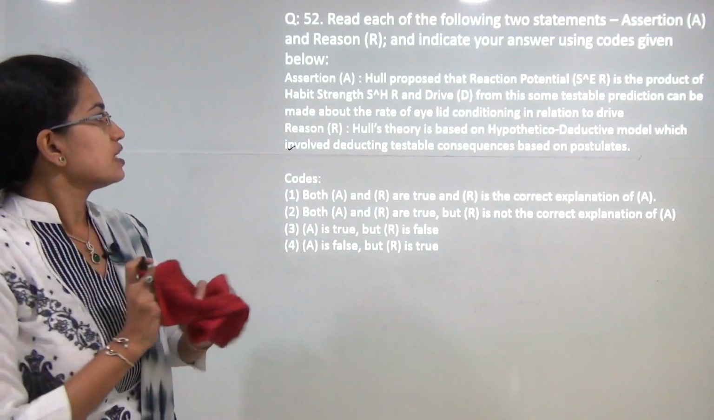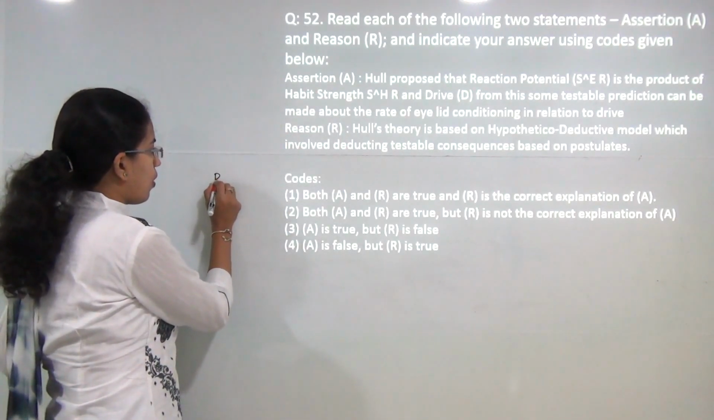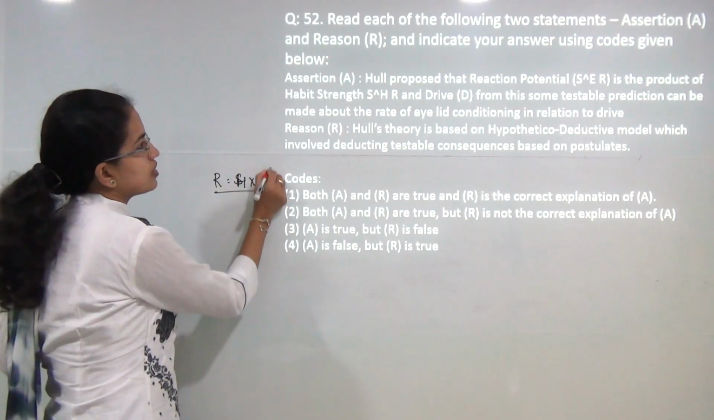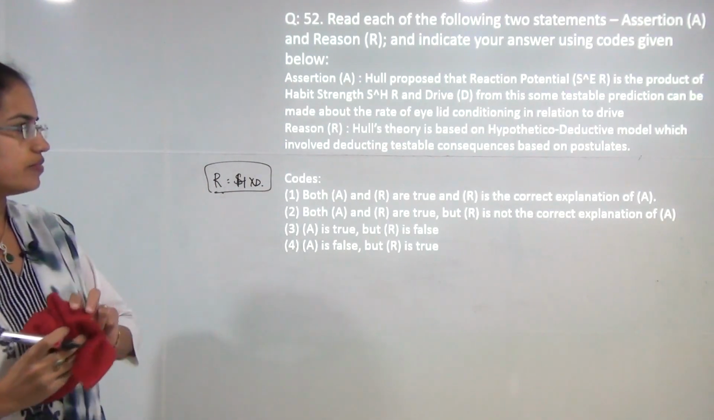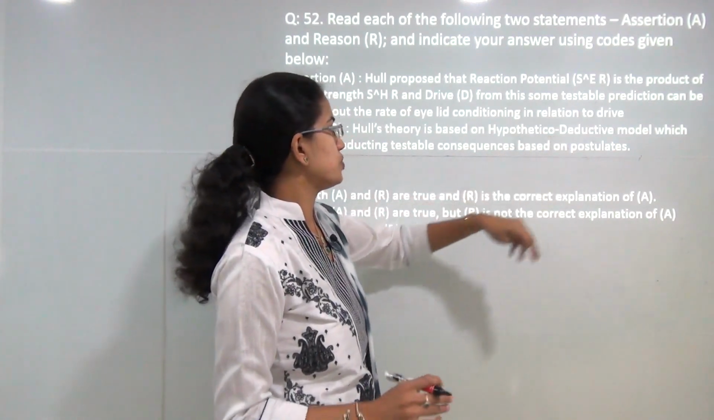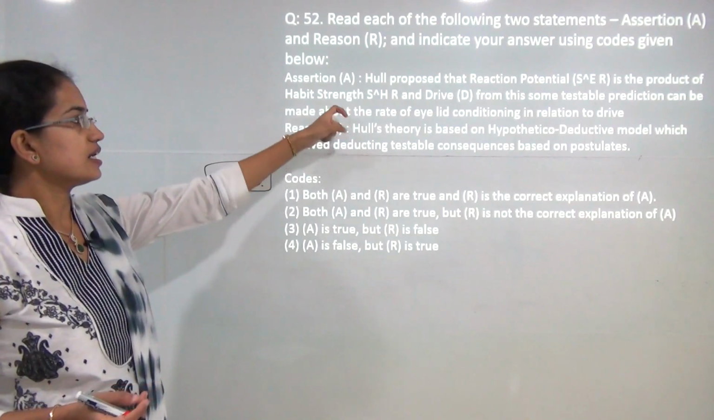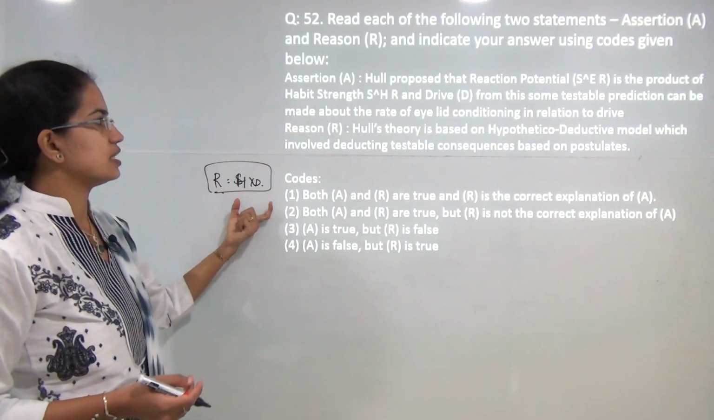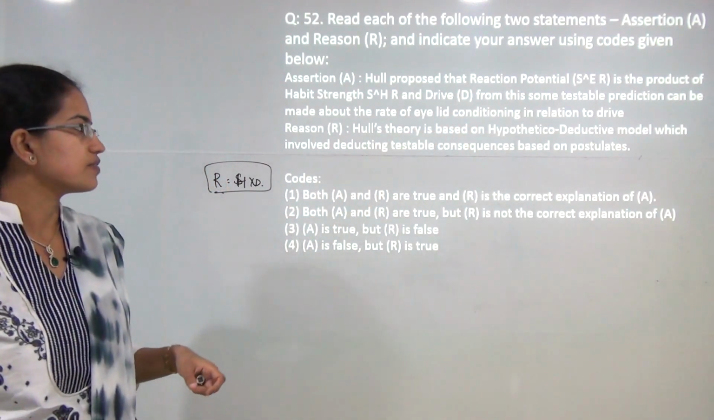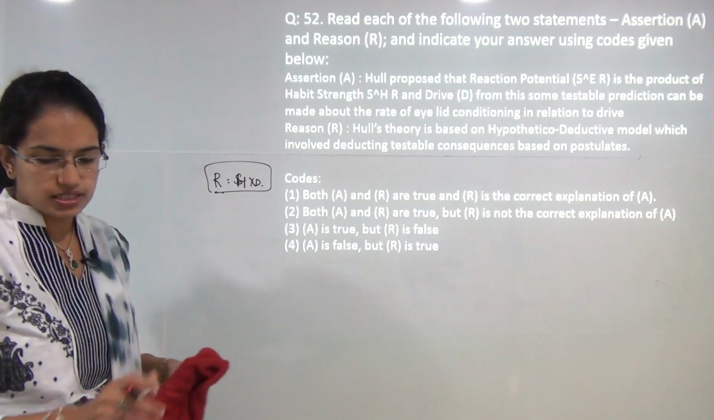Next question. Now Hull proposed that reaction potential is a product of the habit strength and the drive. When he tried to explain this, he used the hypothetico-deductive model, which was testable based on the consequences that were received, and finally, based on this study, he tried to explain the rate of eyelid conditioning in relation to the drive. So both assertion and reason are correct, and the reason correctly explains the assertion.